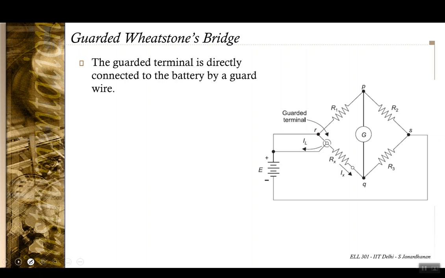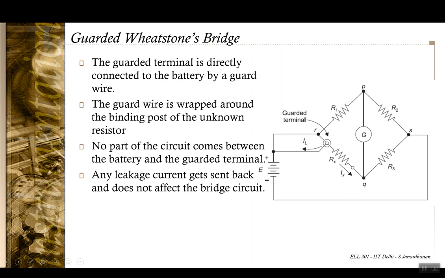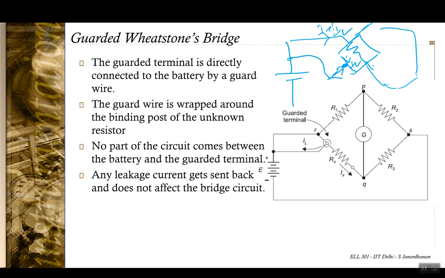Okay, so this is a typical circuit diagram in which a guard wire is being utilized. So this guard point is basically, you have a resistor under test and this is the guard point. You have the battery here and this guard point is connected to the battery. So what you would have here is there is a current I plus IL that is flowing. IL flows through this and flows back. And this bridge circuit doesn't get affected by this leakage current IL.